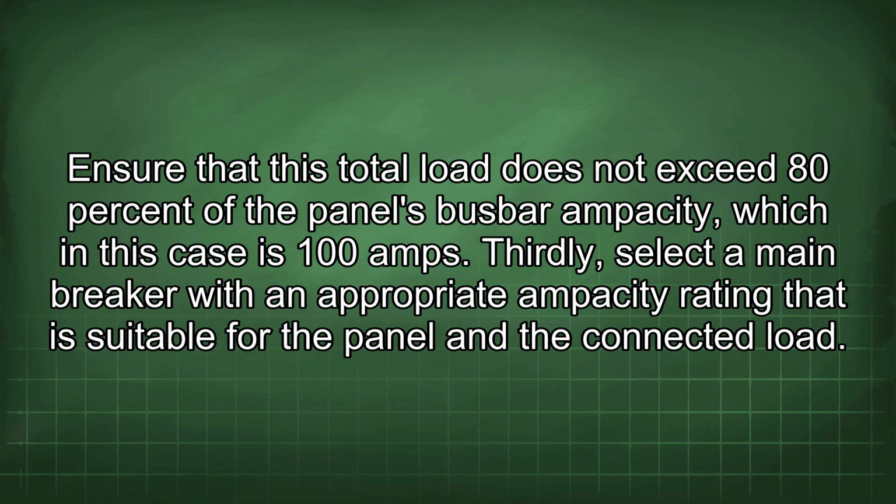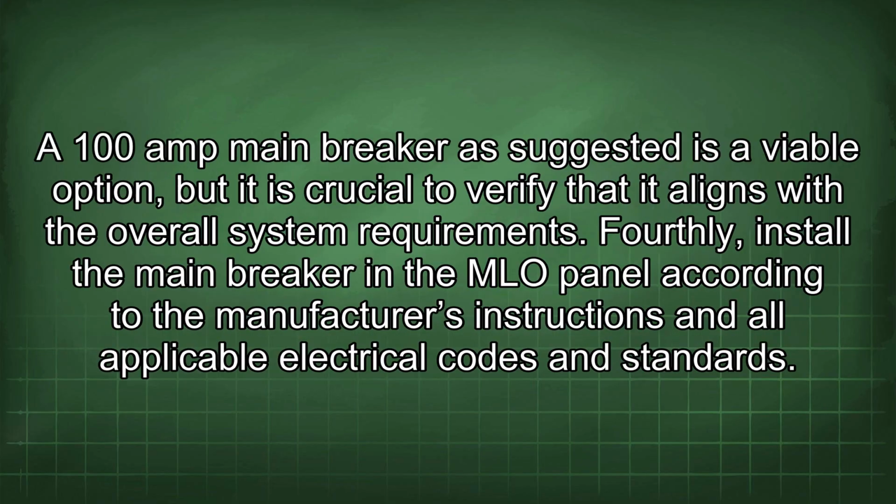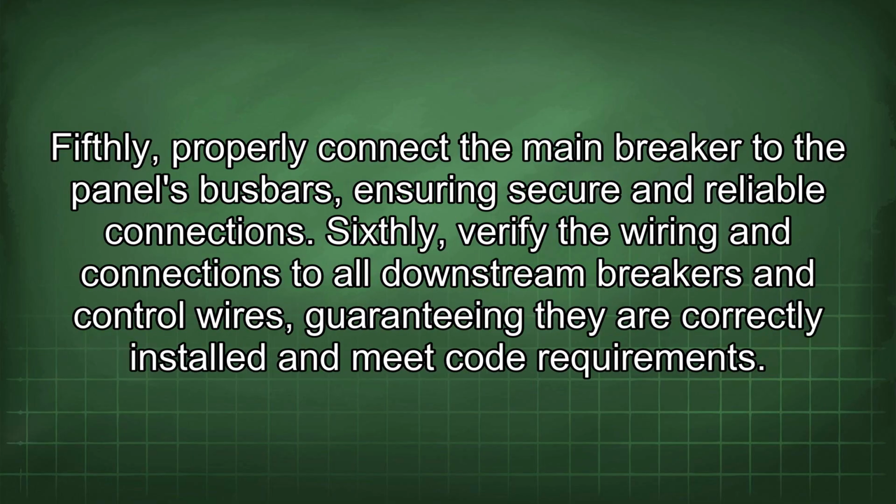100 amps. Thirdly, select a main breaker with an appropriate ampacity rating that is suitable for the panel and the connected load. A 100 amp main breaker as suggested is a viable option, but it is crucial to verify that it aligns with the overall system requirements. Fourthly, install the main breaker in the MLO panel according to the manufacturer's instructions and all applicable electrical codes and standards. Fifthly, properly connect the main breaker to the panel's busbars, ensuring secure and reliable connections.